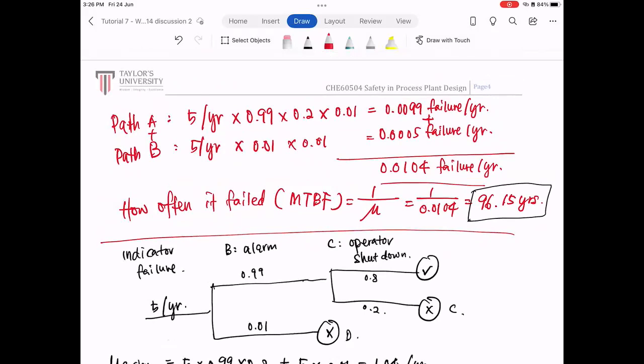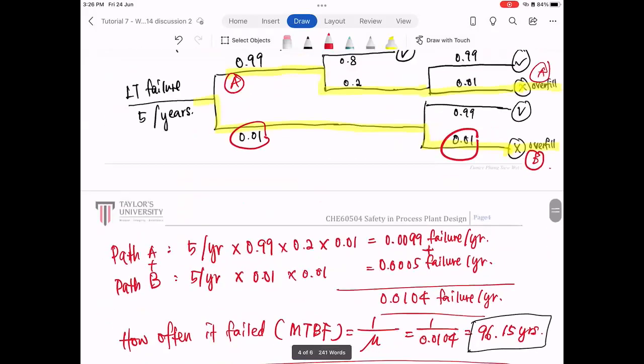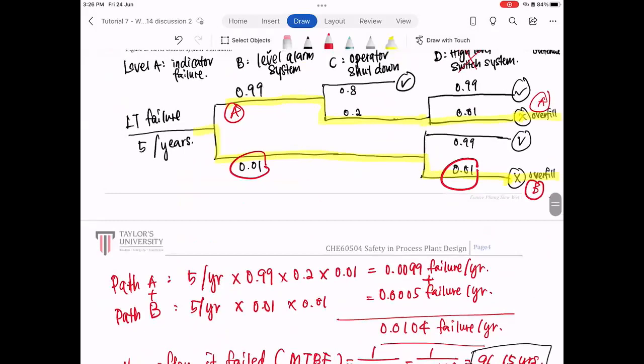How about that? Okay, so these tools help you to justify both ends. Okay, can understand, class?